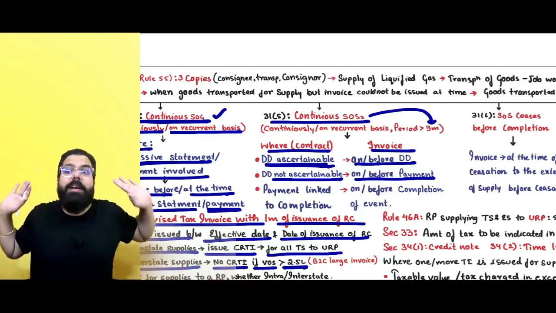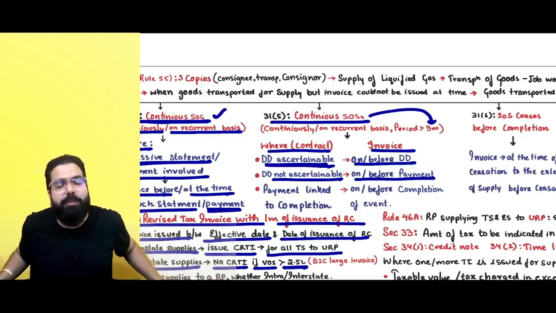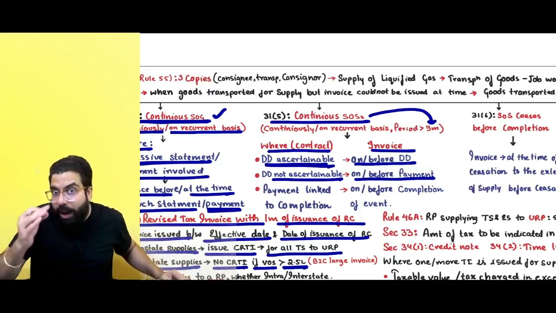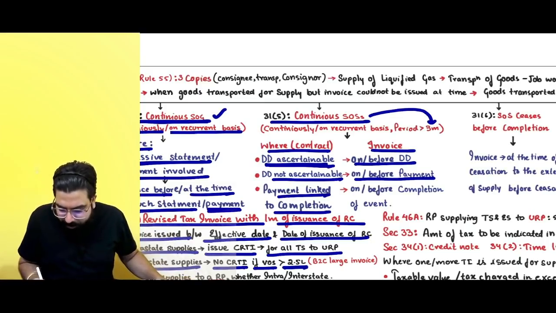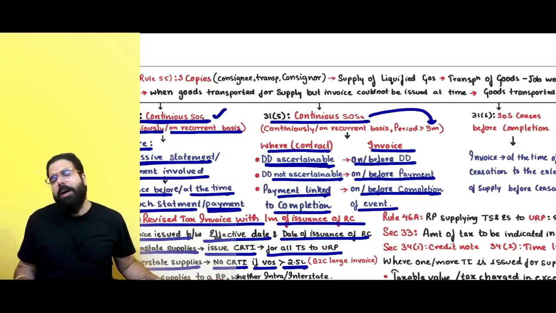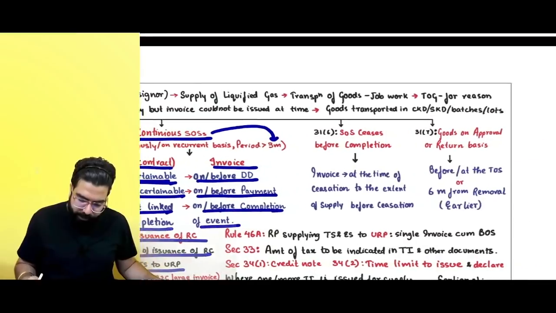Sir, if payment is linked to completion, Ramesh, complete the first floor, 10 lakh rupees I will give you. When I complete the first floor, I should raise the invoice. Payment linked to completion, on or before completion of the event, I should go ahead and raise the invoice.